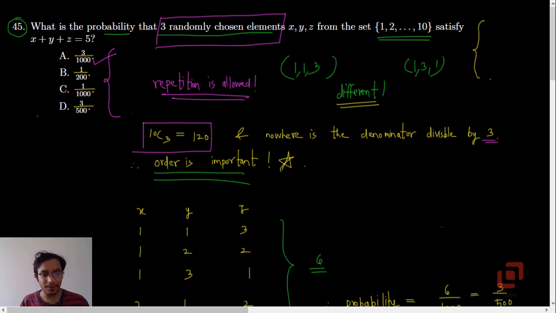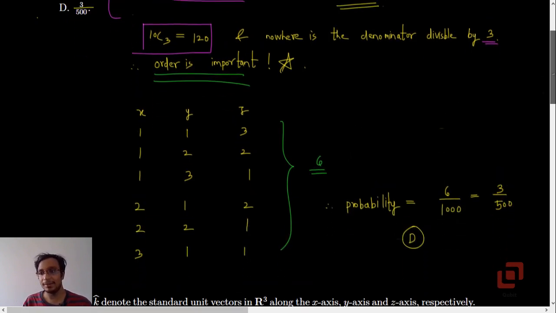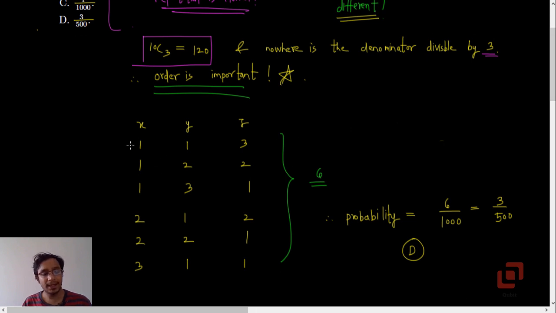Fine, so if the repetition is allowed, what I have done is I have simply gone with the listing method. This is now my table of x, y, z. I have started with the least possible value of x and the least possible value of y, so z will be 3, that is my first triplet. Then I have kept x as 1 and increased y by 1, so now y is 2, z will be 2. For the second one, I have kept x as it is and tried to make y as large as I could, so it is 1, 3, 1.